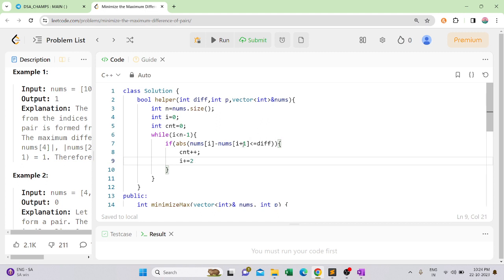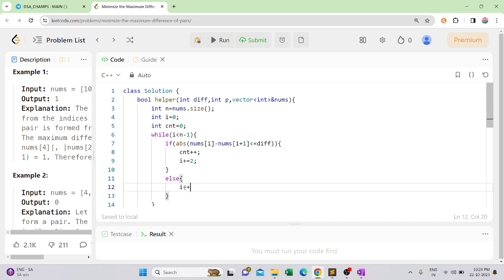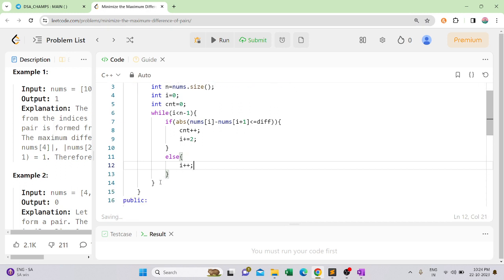Why? Because we can't take this index i plus 1 now. Since we have taken it in this pair, we can't take it again. So we will just do i plus equals 2. Else, since we have not taken this nums of i plus 1 index, we will just shift our i by 1. Okay. So at the end, the number of pairs we got, if that number of pairs is greater than or equal to p, we will return true.